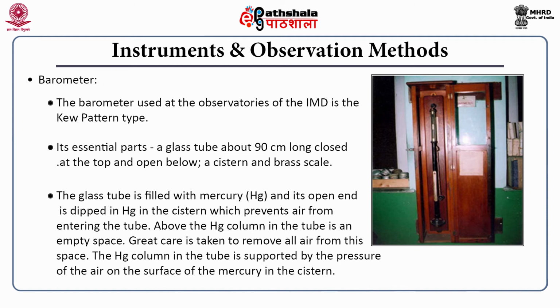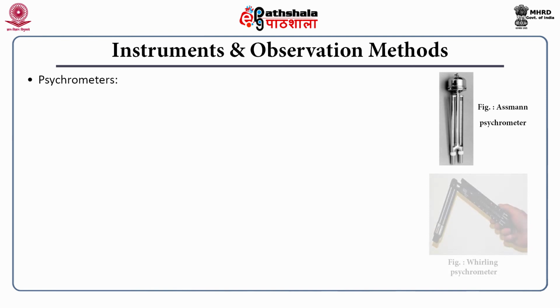Above the mercury column in the tube, there is an empty space, and care should be taken to remove all the air from this space. The mercury column in the tube is supported by the pressure of the air on the surface of the mercury in the cistern. Next equipment is psychrometers.